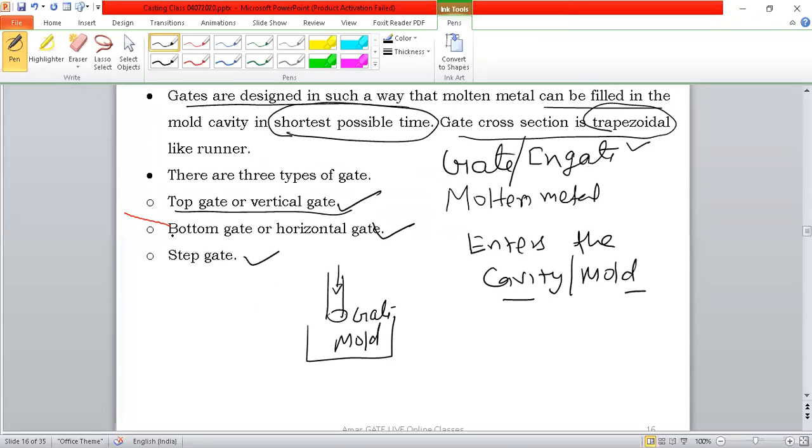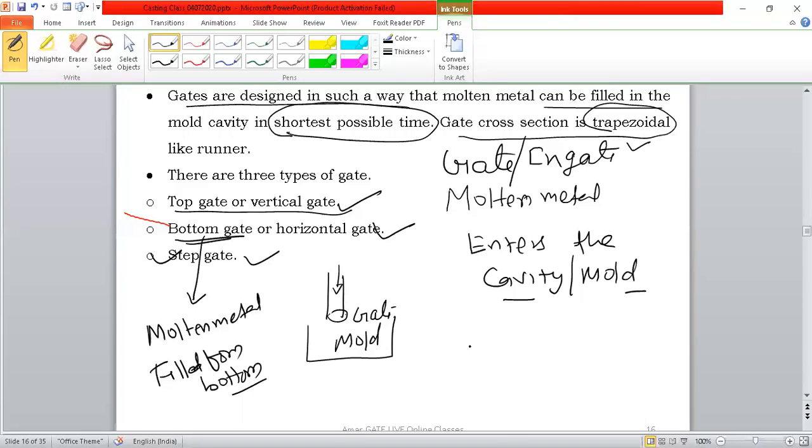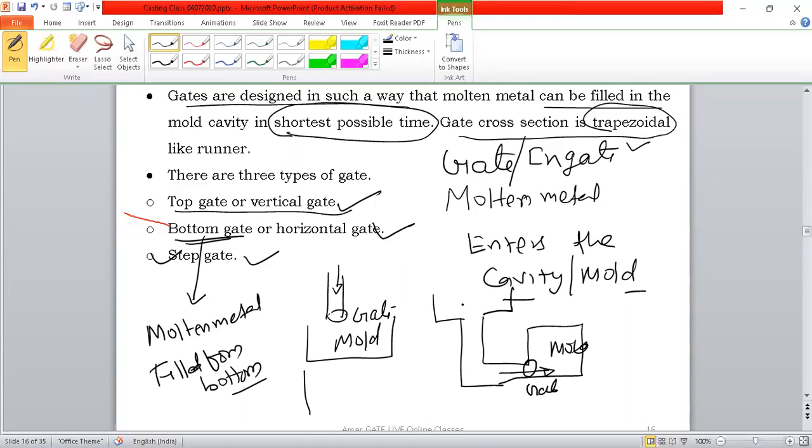And a bottom gate means molten metal will be filled from the bottom. A step gate means there will be some steps like bottom gates. This is your mold, this is your gate, this is your pouring machine, and this is your screw. So this is your bottom gate.